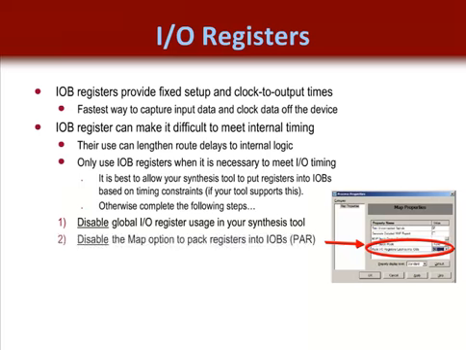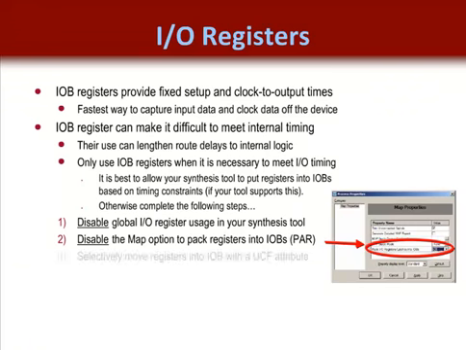Step 2. Disable the map option to pack registers into the IOBs. Map is a part of the place and route process. It is the phase where logic is grouped into CLBs and, in our case, IOBs. Since the implementation tools have this option on by default, it may be worth evaluating your timing with this option off.